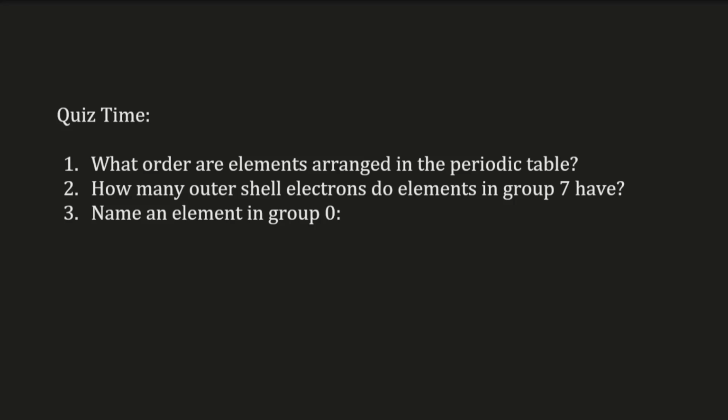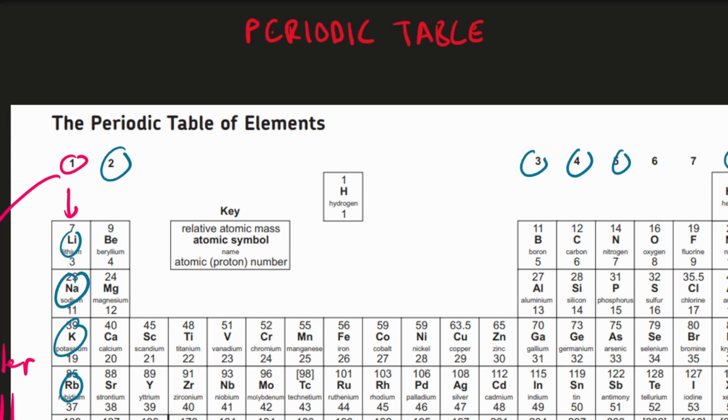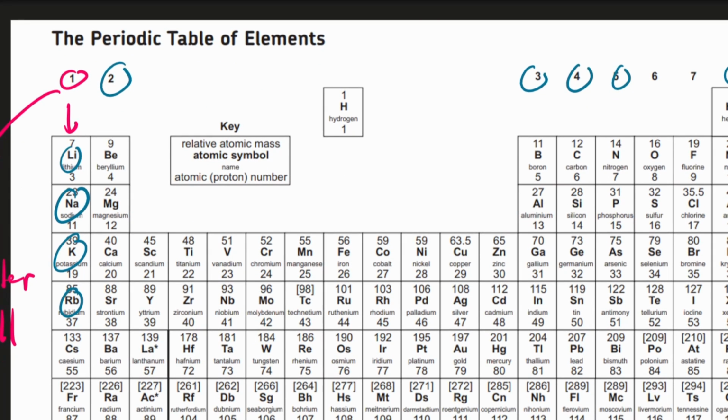And last one, number 3, name an element in group 0. We didn't mention this, but over here you see that this one is labeled group 0. Group 0 is also called group 8 sometimes, and it's also called the noble gases. Essentially these have a full outer shell, so you could say that they have 8 electrons on the outer shell. We call them group 0 or group 8 interchangeably, but essentially they have full outer shells.